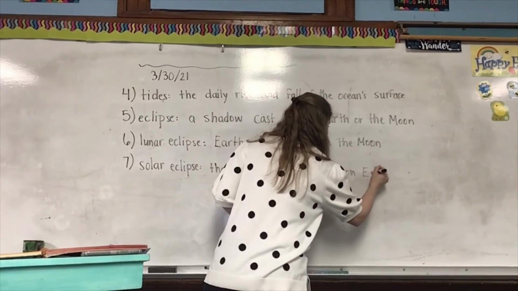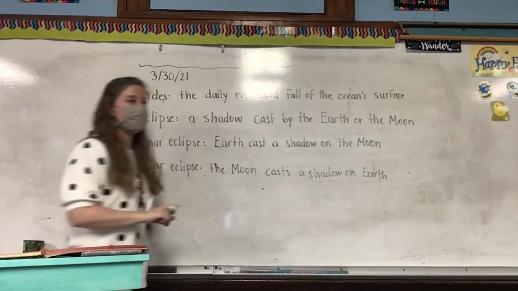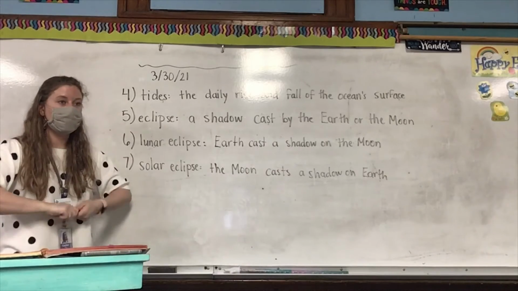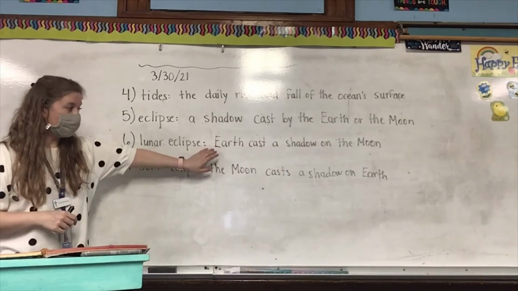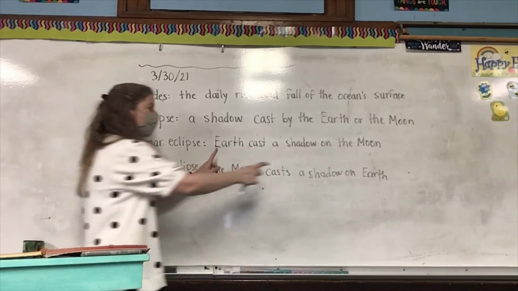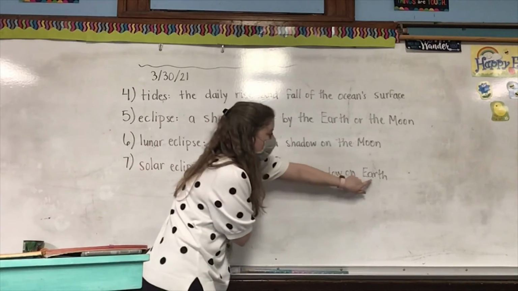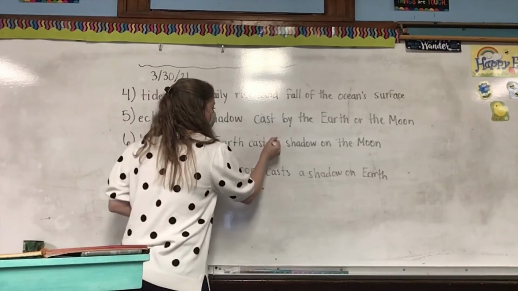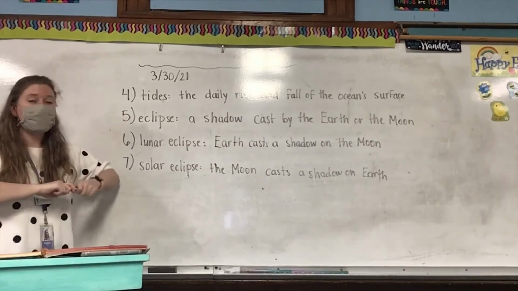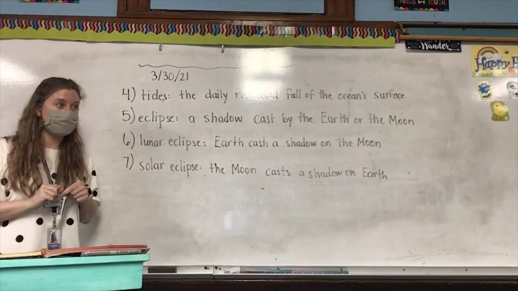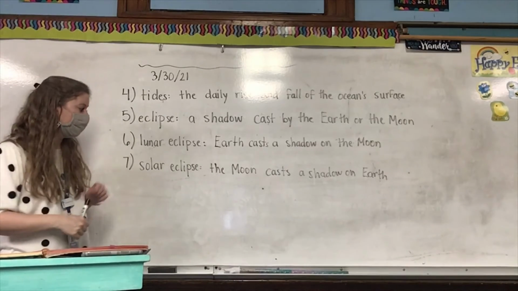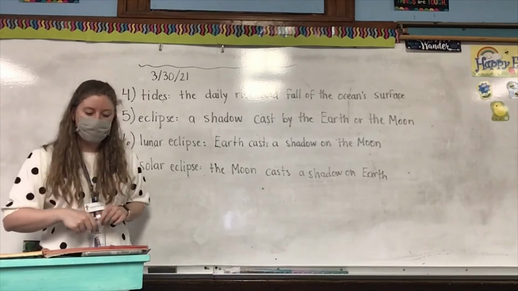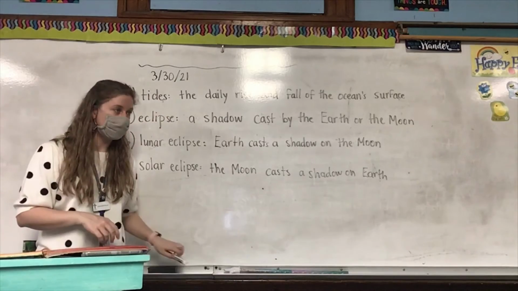Notice how these two definitions are pretty much exactly the same. We just flip-flop Earth and the moon. Carla, did you write those? Okay. So in a lunar eclipse, Earth casts a shadow on the moon, like what we just showed you with Carla and I and like the top diagram. In a solar eclipse, the moon casts a shadow on Earth, like you see in the bottom diagram, and as soon as Aaron's finished, we'll demonstrate again.